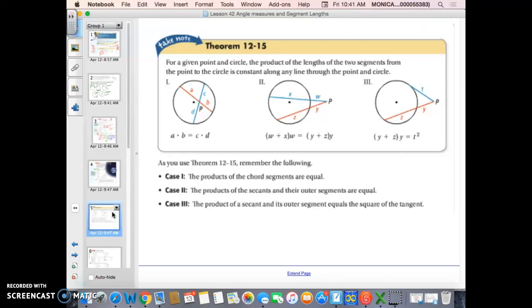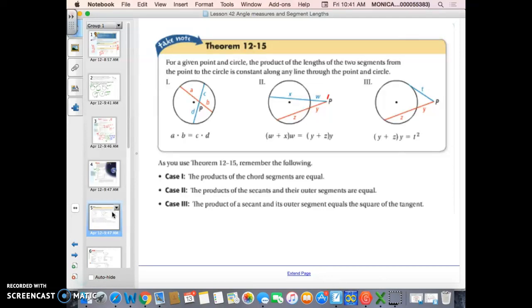Case 2, if your picture looks like this, one's a little bit more confusing, but it's basically saying that WX, if you add them, and then multiply it by the portion that's outside the circle, it equals these two added together times the portion that's outside the circle.